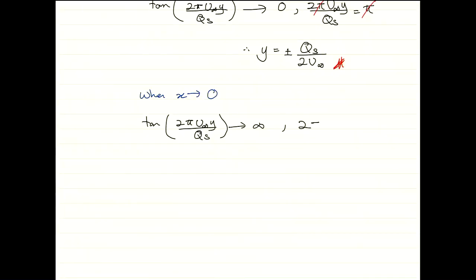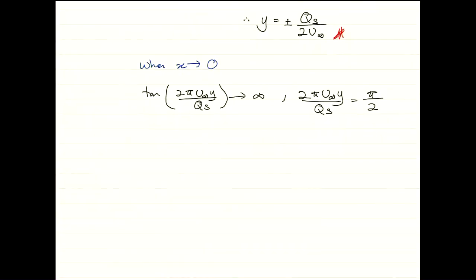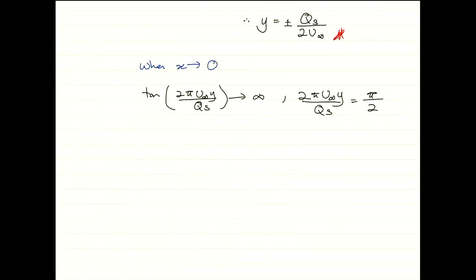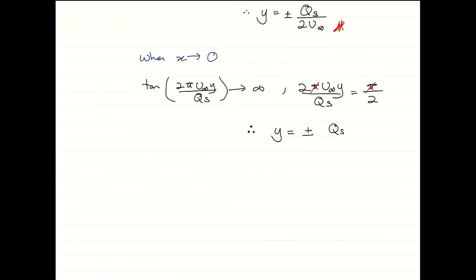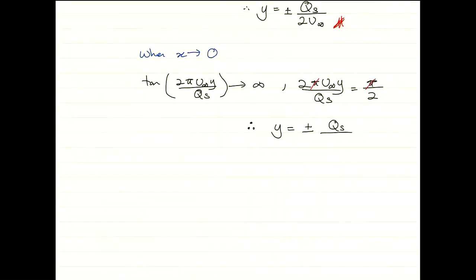So I'm going to get 2 pi u infinity y divided by qs. This has to be equal to pi over 2, and we know that tangent of pi over 2 gives us infinity. So therefore, y is going to be equal to plus minus qs over 4u infinity.